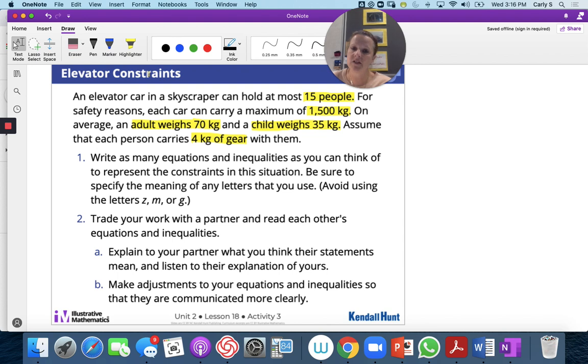Write as many equations and inequalities as you can think of to represent the constraints in this situation. Be sure to specify the meaning of any letters you use, and we would avoid using Z, M, or G. Trade your work with a partner. I would love to do that, but we're not going to. Trade your work with a partner and read each other's equations and inequalities. Explain to your partner what you think their statements mean and listen to their explanation of yours. Make adjustments. Okay, we're just going to talk through it a little at a time.